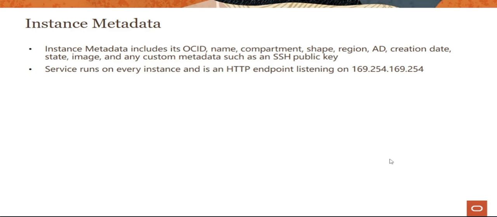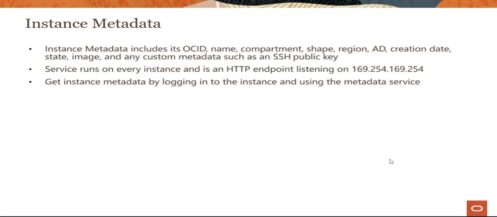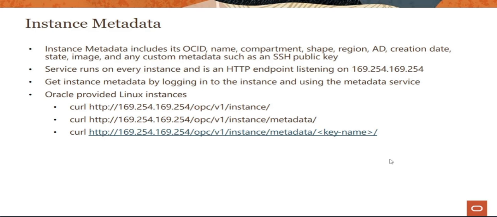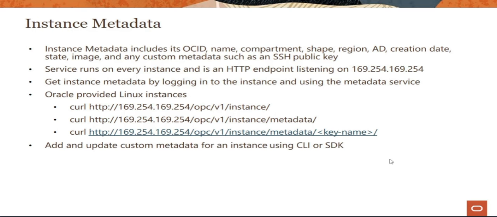Now, instance metadata runs on every instance and is an HTTP endpoint listening at this particular IP address, 169.254.169.254. Really simple to remember. You can get instance metadata by logging into the instance and using the metadata service. That's a very simple way to use it. There are some commands I've listed here, pretty straightforward, where you can get all the metadata, or you could get specific metadata values. You can also add and update custom metadata for an instance using the SDK or the CLI.